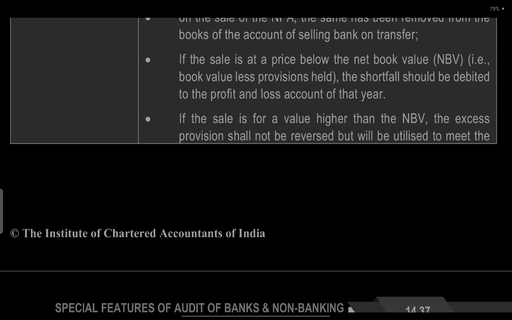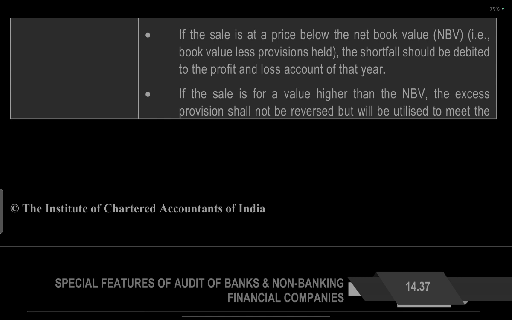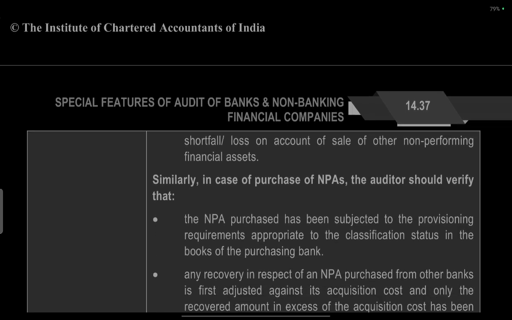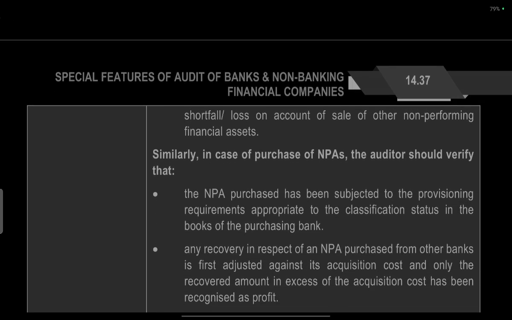If a sale is at a price below the net book value, that is, less than the provision held, the shortfall should be debited to the profit and loss account. If the sale is at a value higher than the NBV, the excess provision shall not be reversed but utilized to meet the shortfall or loss on sale of other non-performing assets.